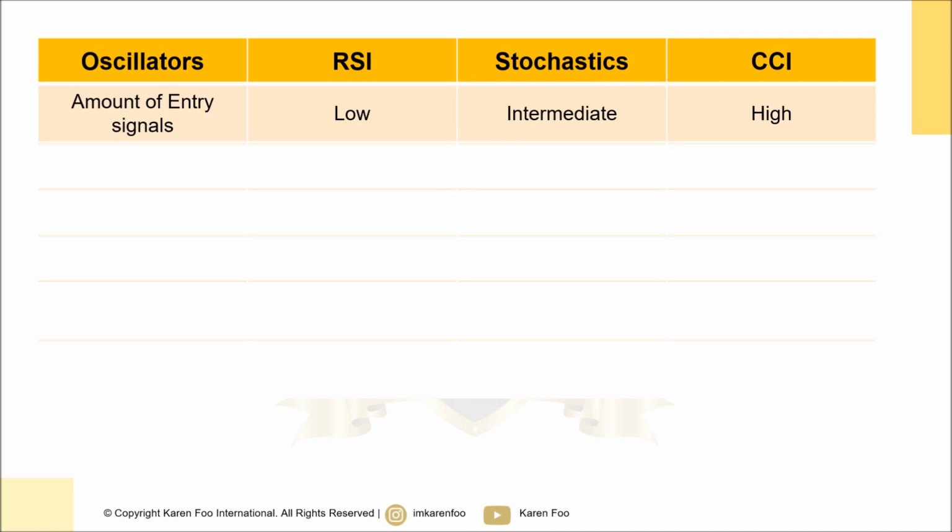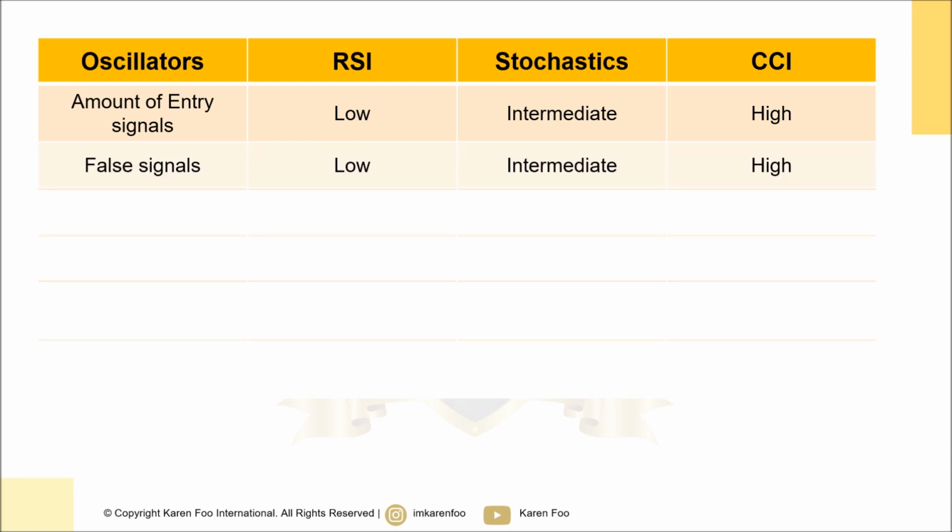Now, when it comes to the amount of entry signals, RSI, no matter if you use 14 or 9, still gives you a low amount of signals. Stochastics gives you an intermediate amount of signals. CCI slightly more than stochastics. Of course, with a lot of entry signals comes a price.